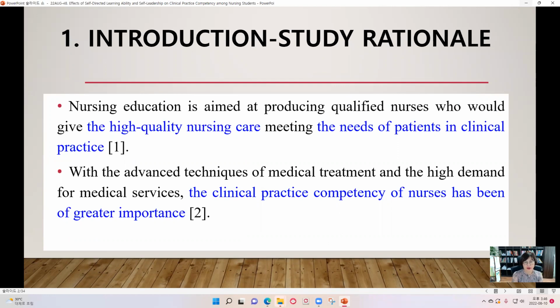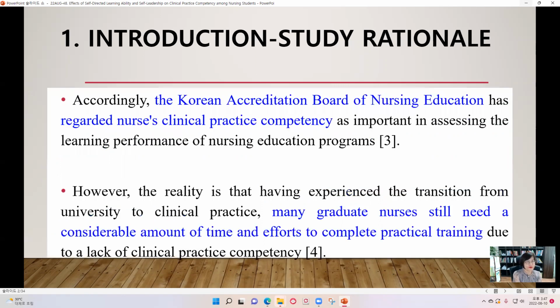Nursing education is aimed at producing qualified nurses who would give high-quality nursing care, meeting the needs of patients in clinical practice. With advanced techniques of medical treatment and a high demand for medical service, the clinical practice competence of nurses has been of great importance. Accordingly, the Korean Accreditation Board of Nursing Education has regarded nurses' clinical practice competence as important in assessing the running and performance of nursing education programs.